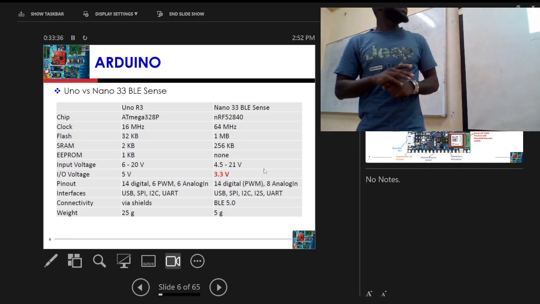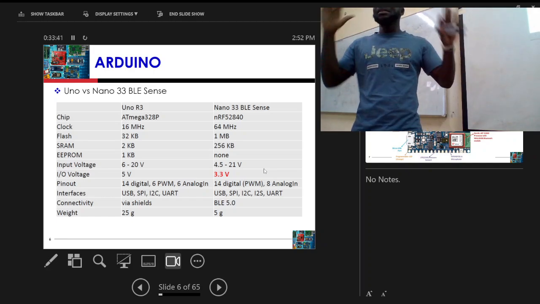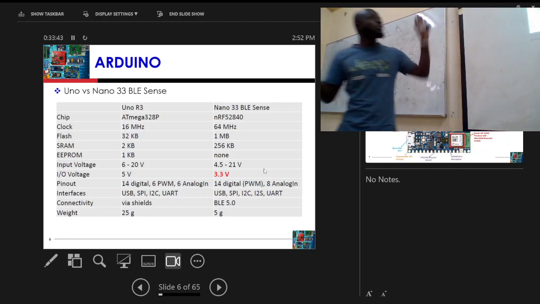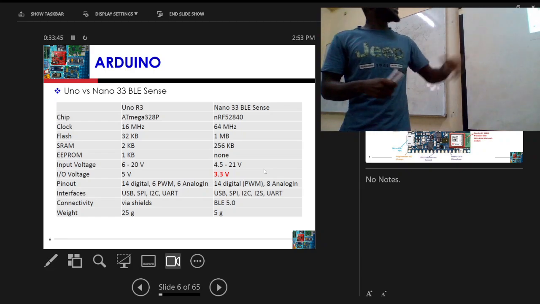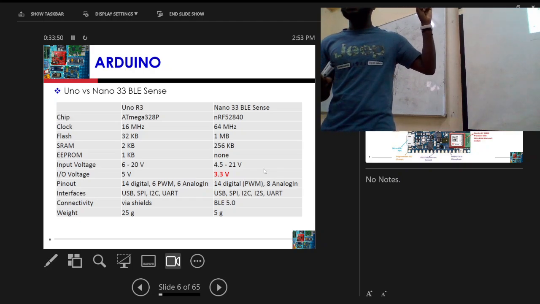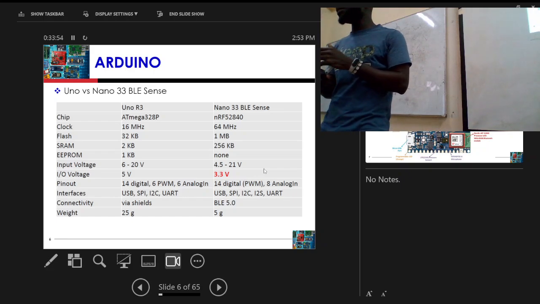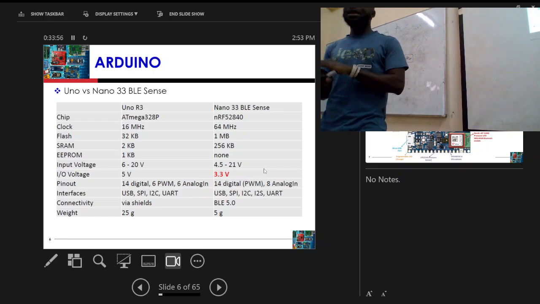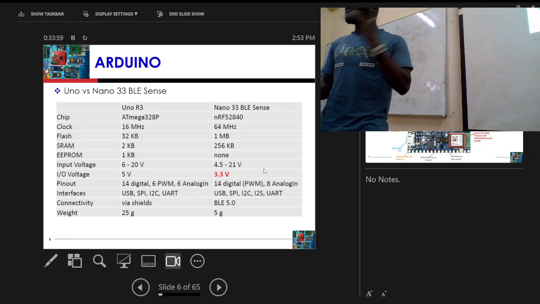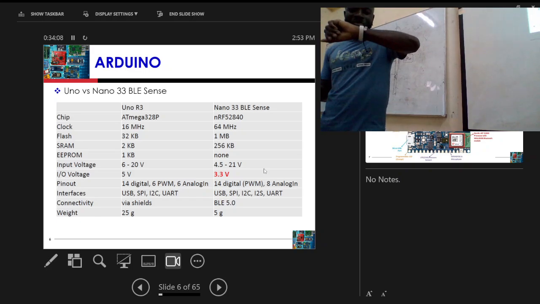But the most important thing is that there are significant differences between the Arduino Uno and the Arduino Nano. The first thing is the clock frequency. As you can see, the Arduino Nano is 64 megahertz, and the Arduino Uno is 60 megahertz. What does that mean? Frequency, what does that even mean? You guys have heard of this term, frequency. What does it mean?